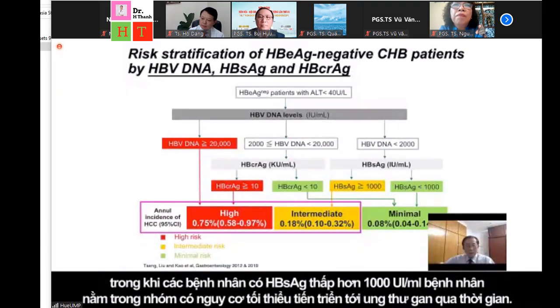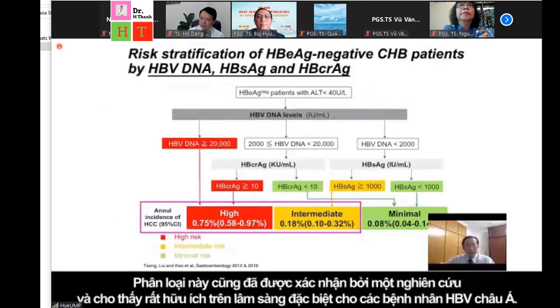For those with low viral load and also low surface antigen, they are in the minimal HCC risk group, with the lowest incidence of HCC over time. So if this flow chart can be validated by further prospective study, it can be very useful in our clinical practice, especially for Asian HBV patients.